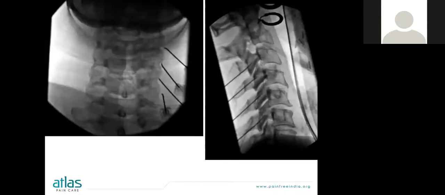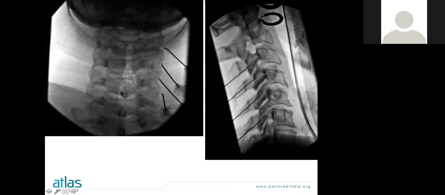This is the same sort of medial branch block of the neck, but looking at it from an AP perspective. On the left side you can see what we call the scallops, this wavy appearance, and this is the waist around which the medial branch hooks to supply the joint. So you go in there, and this is what the tip of the needle looks like on the lateral view.